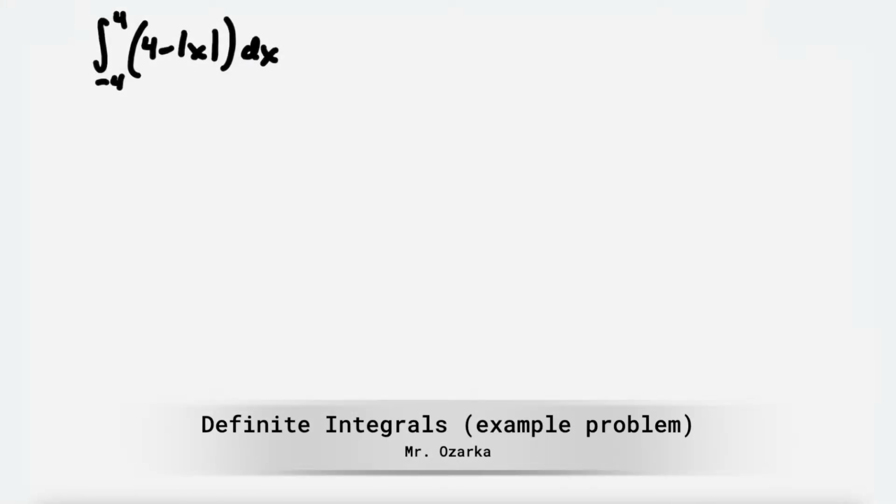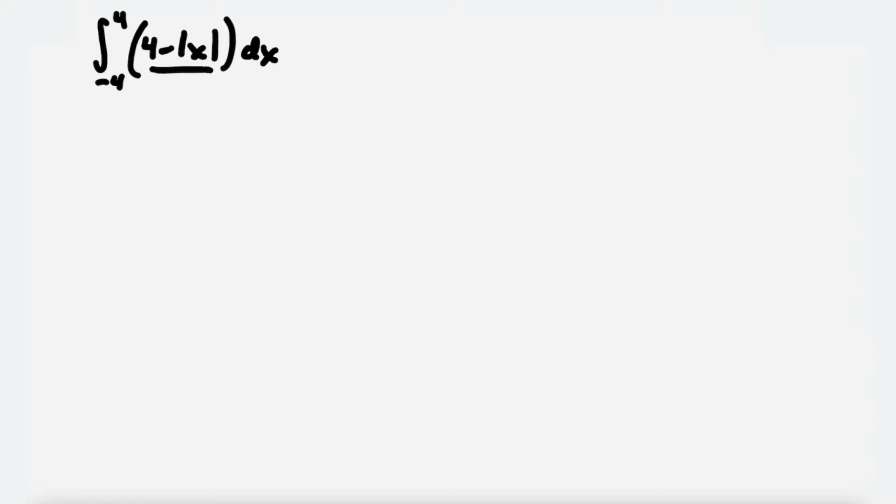So this is another example problem. This time it involves an absolute value expression right here. We have 4 minus the absolute value of x. And just as a rule of thumb, anytime you see a problem with an absolute value and a definite integral, I would graph it just to get a better idea of what you are looking at. So I'm going to graph this really quick.